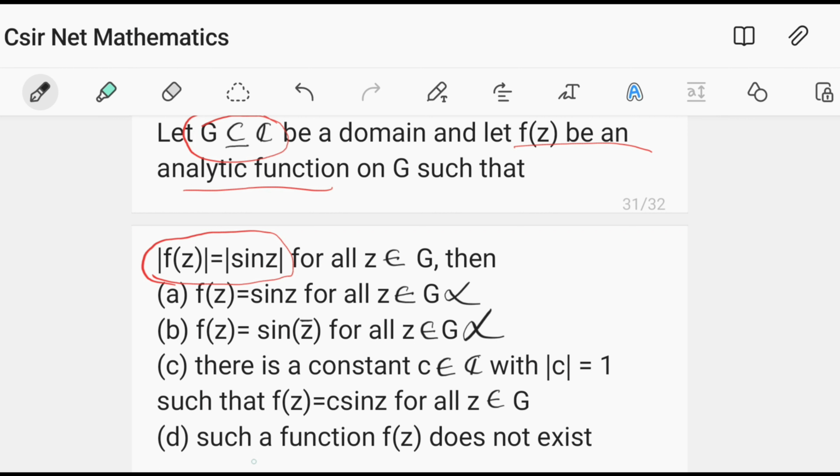The last option says such a function f of z does not exist. Why not? f of z exists here. As we saw, the solution was f of z is equal to a constant times sin z, isn't it? So option C says there is a constant C which belongs to capital C with modulus of C equal to 1 such that f of z is equal to constant times sin z for all z belonging to G. Therefore, this option is the correct one. Option C is the correct answer.